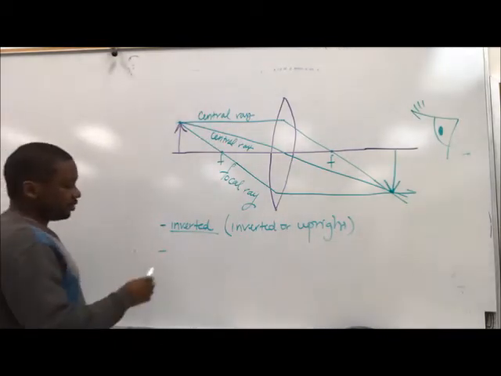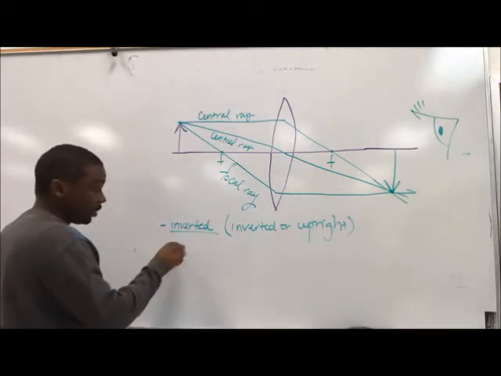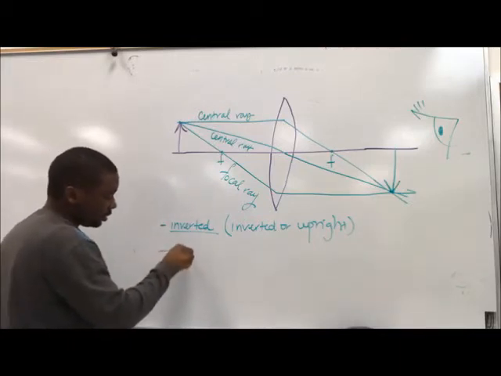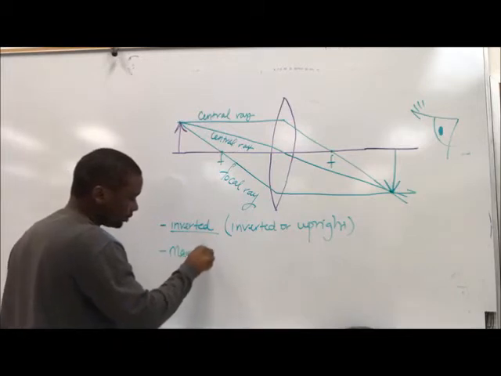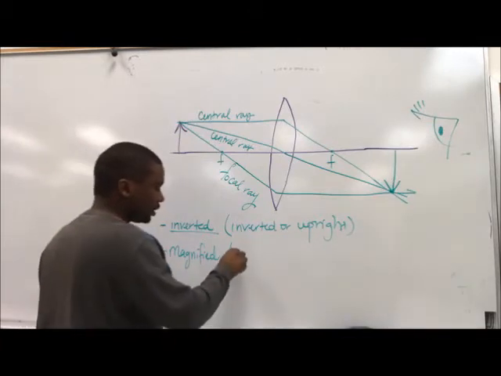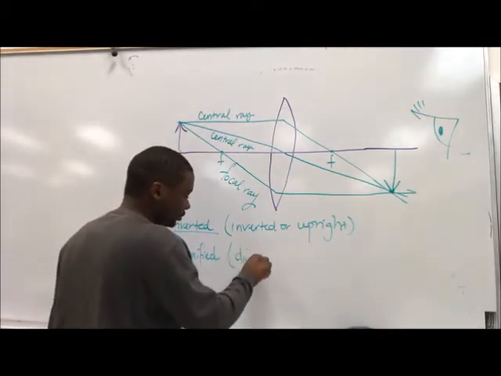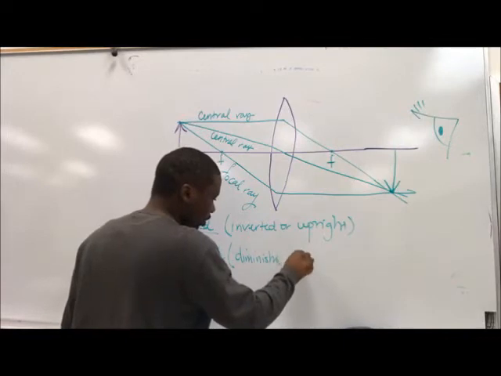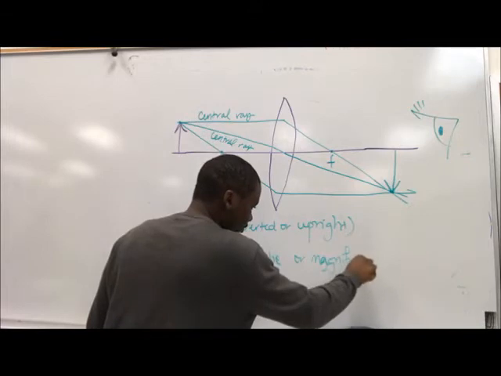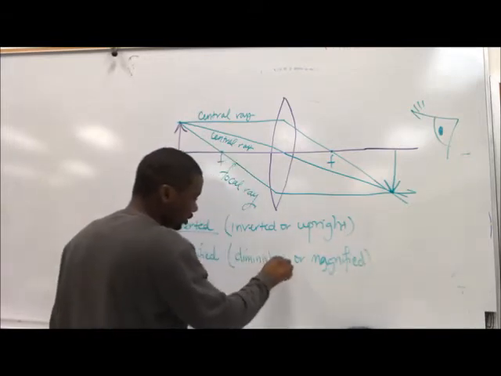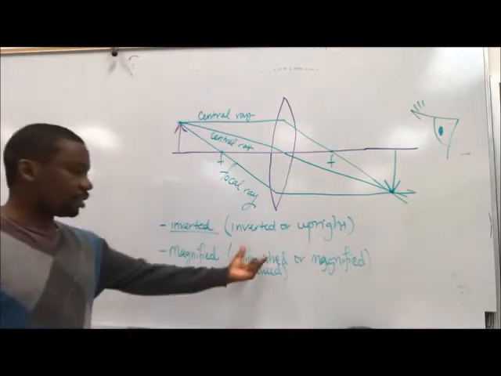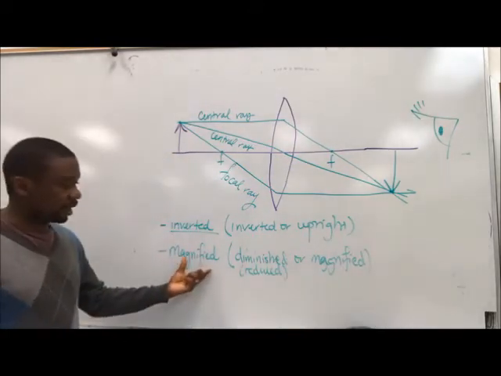Our image looks bigger than the object, right? So we'll see the image is magnified. But usually the question you ask yourself is, is the image diminished or magnified before you answer? Some books, instead of using diminished, they say reduced. So is the image diminished or magnified? In that case, the image is magnified.